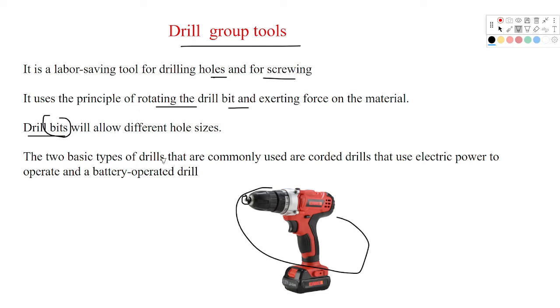The two basic types of drills that are commonly used are the corded drill, which uses electric power to operate, and also the battery operated drill. So there are two types. This one uses electric power, and we also have one that uses just batteries to drill.